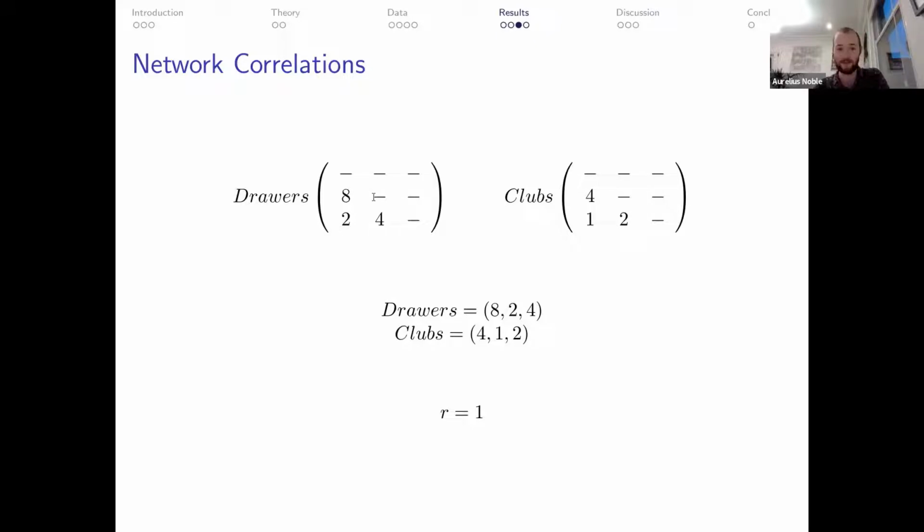Here I've got a very simplified example of how that works. On the left, we have a drawer network with just 3 banks. We can see bank A and B share 8 drawers, bank A and C share 2 drawers, and bank B and C share 4 drawers. On the right, I have an example of what a club network might look like. Here, bank A and B share 4 clubs, bank A and C share 1 club, and banks B and C share 2 clubs. Then I take the matching elements from each of these matrices and check the correlation between them, which here would give us a value of 1, right?